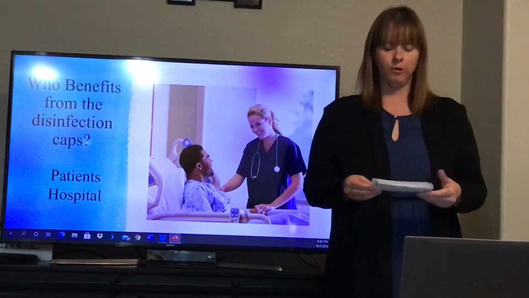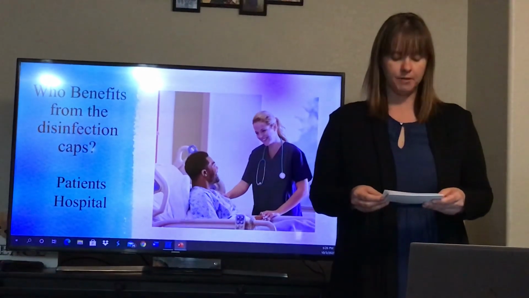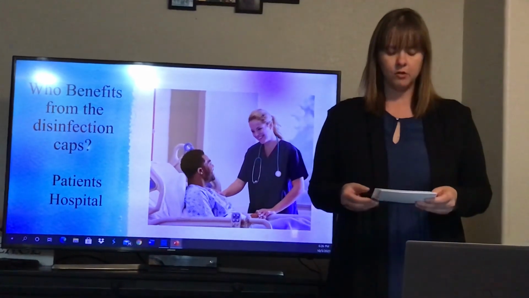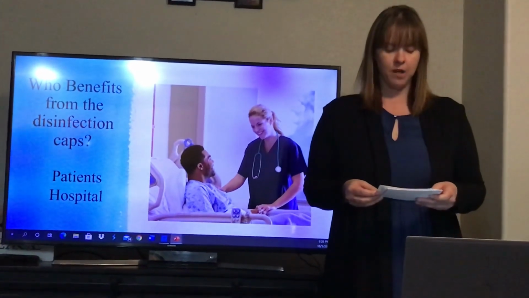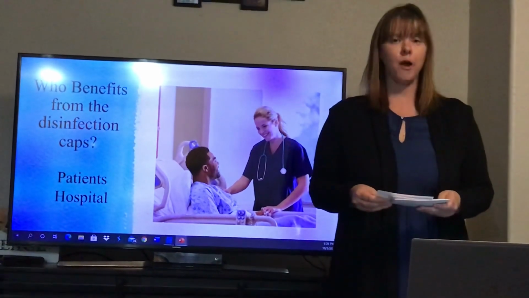The hospital would benefit from using the disinfectant caps as well. Reducing central line associated bloodstream infections saves money for the hospital because insurance companies will not cover hospital acquired infections.